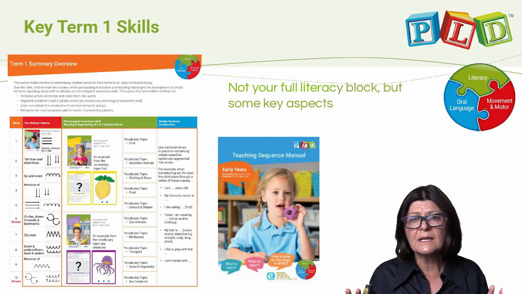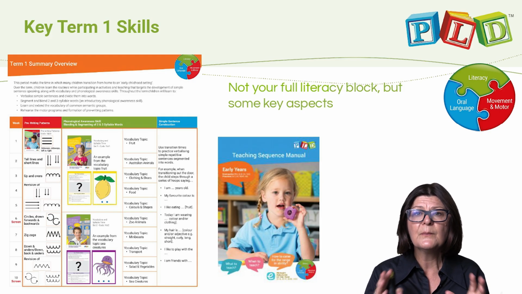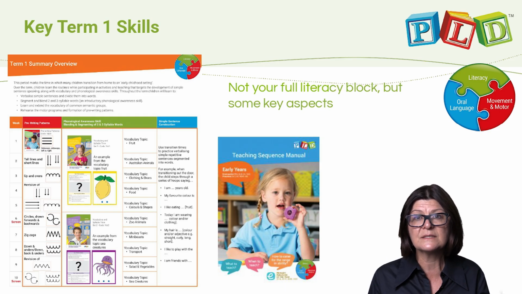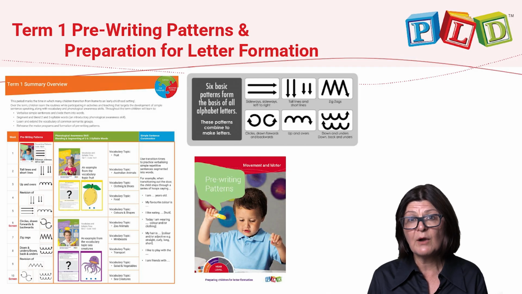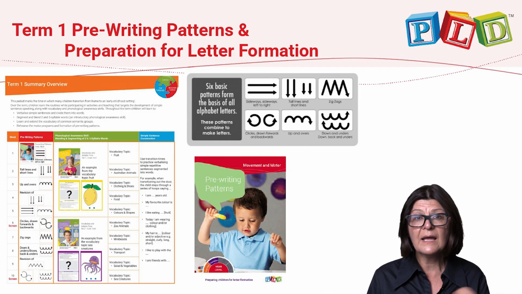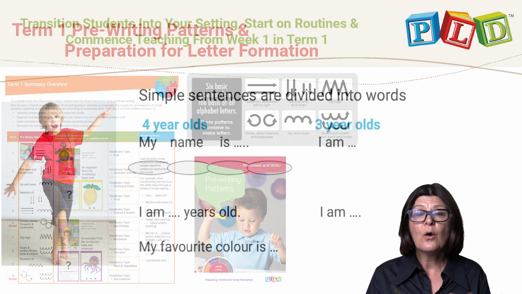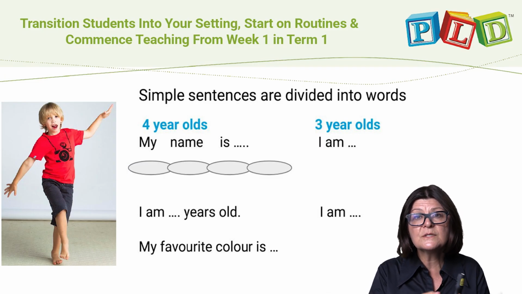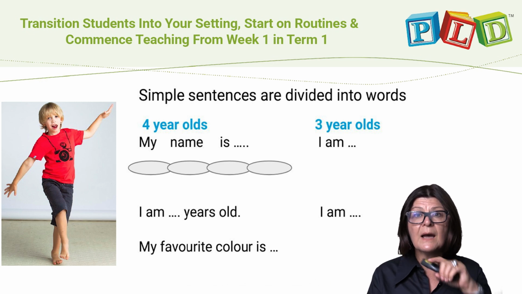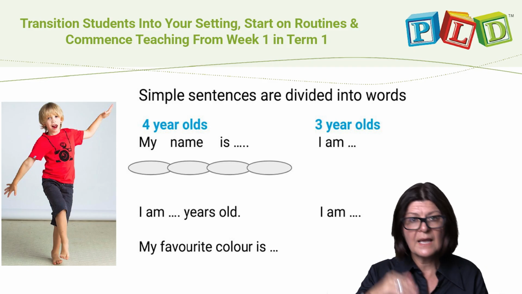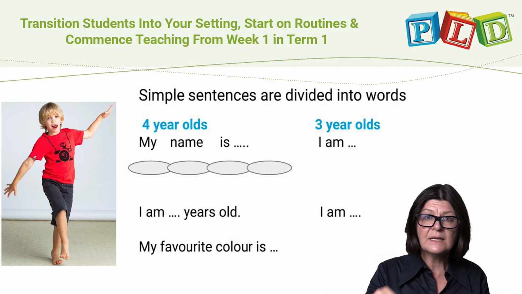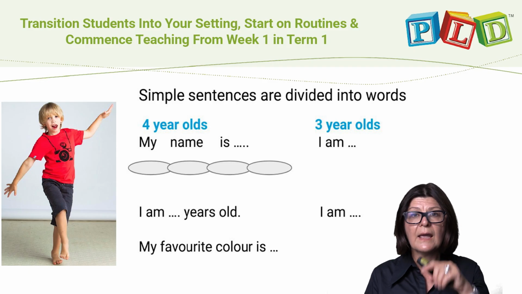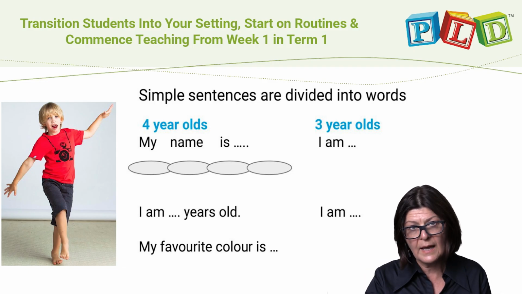Page 4 in the teaching sequence manual outlines key Term 1 skills. Note this will not encompass your whole literacy block, but these are key PLD aspects to be added into your literacy block. Within Term 1, there are pre-writing patterns to engage in and develop the skills there. Also from Term 1, students speak in a sentence, and divide those sentences into words while stepping through hoops. My name is Thomas, out the door. My name is Bethany, out the door. Or I am 4 years old, out the door.